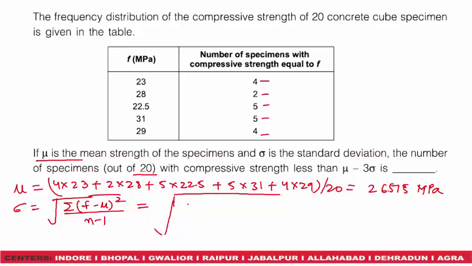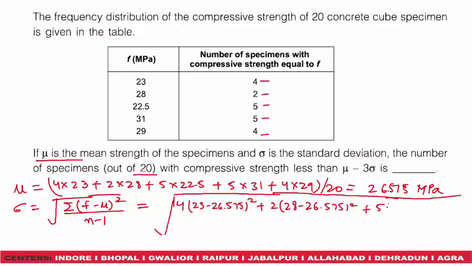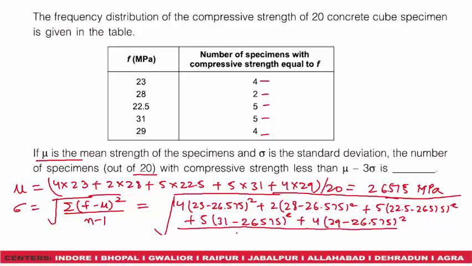again similar for 4 specimen, f is 23, mean is 26.575 whole square plus, for next 2 specimen 2 into (28 minus 26.575) square plus 5 into (22.5 minus 26.575) square. Then next 5 specimen (31 minus 26.575) square plus next 4 specimen (29 minus 26.575) square, whole divided by 20 minus 1, that is 19. So this comes out to be 3.697 MPa.